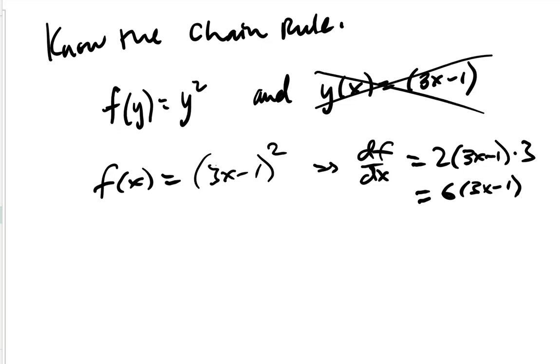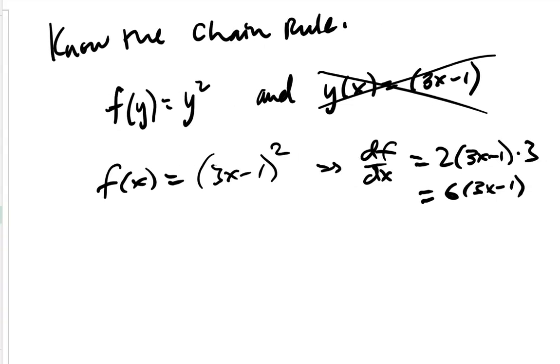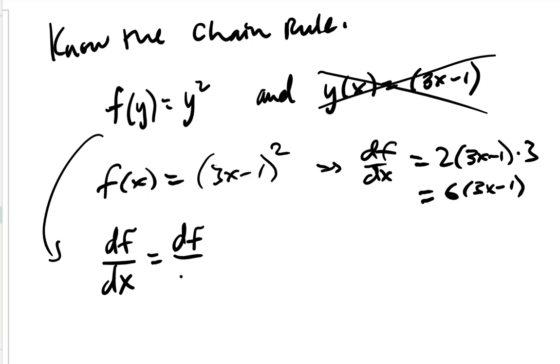Now, what if you didn't have this, but you still wanted to find it? The chain rule works in the following way. If I want to find df dx, the derivative of f with respect to x, the original chain rule works like this: df dy times dy dx. That's actually what's going on there where I took the derivative.